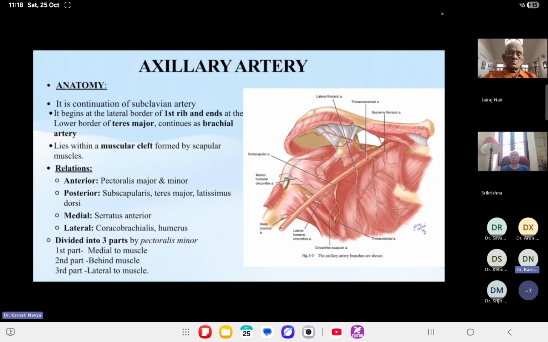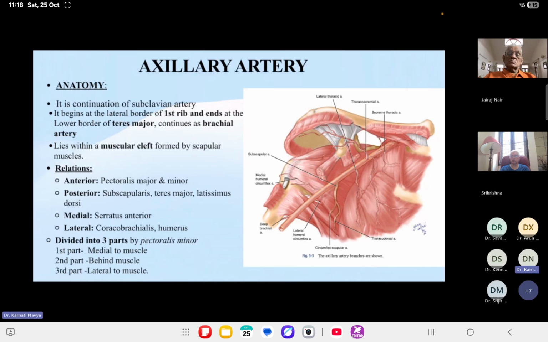Axillary artery anatomy. It is a continuation of the subclavian artery. It begins at the lateral border of the first rib and ends at the lower border of the teres major, where it continues as the brachial artery. It lies within a muscular cleft formed by the scapular muscles.